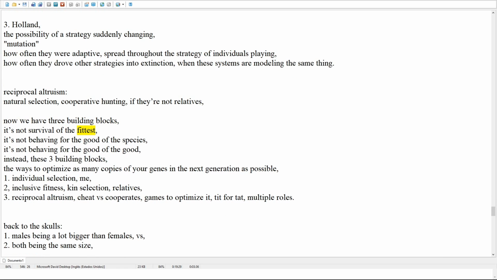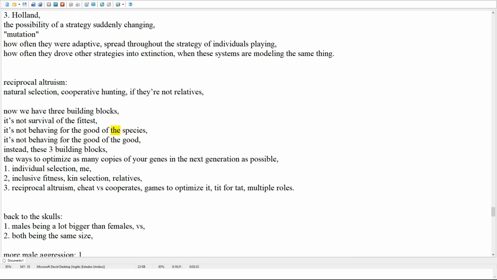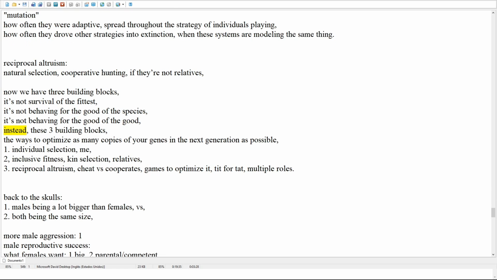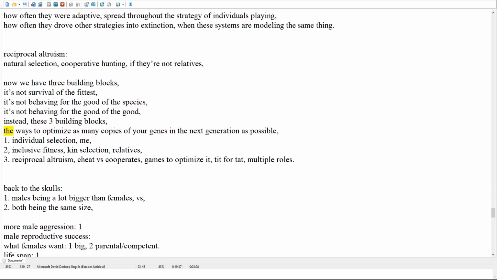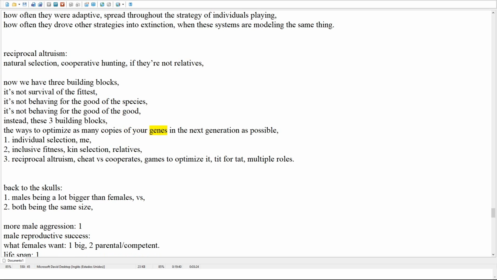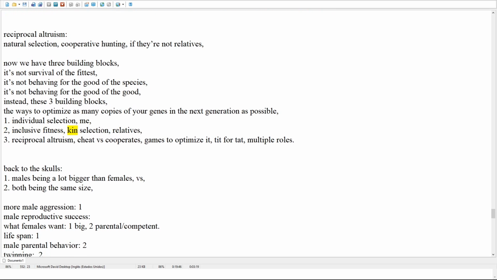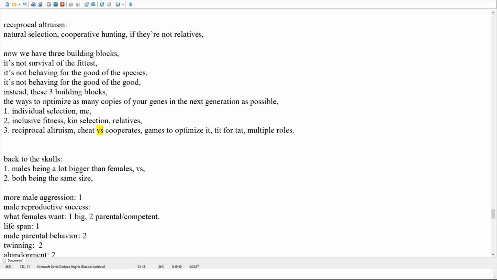It's not survival of the fittest. It's not behaving for the good of the species. It's not behaving for the good of the group. Instead, these 3 building blocks are the ways to optimize as many copies of your genes in the next generation as possible. 1. Individual selection, me. 2. Inclusive fitness, kin selection, relatives. 3. Reciprocal altruism, cheat versus cooperate, games to optimize it, tit for tat, multiple roles.